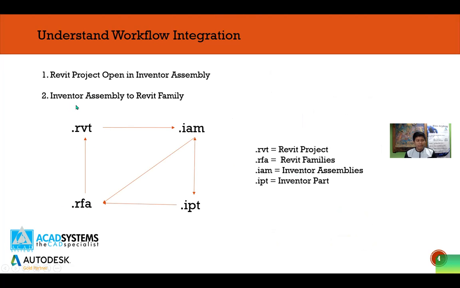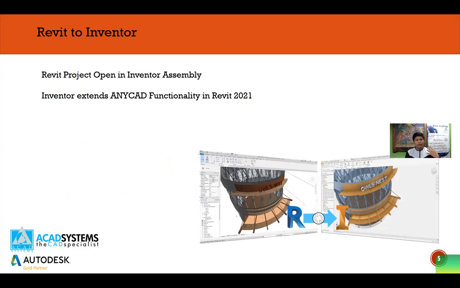From a Revit family or Revit project, you can go to an Inventor assembly, opened directly using Inventor. What is the purpose? Later I will demonstrate the purpose and how to use it. Inventor to Inventor should be no issue, and Revit to Revit should be no issue. But from Inventor IPT or IAM to Revit families, that also has its own purpose. Why should we convert from Inventor parts or assemblies to Revit families? Later we will see on the demonstration side.